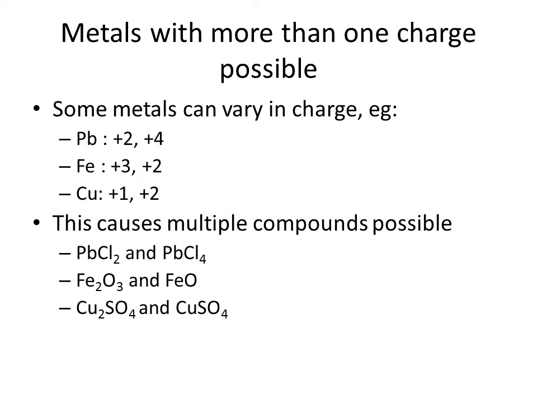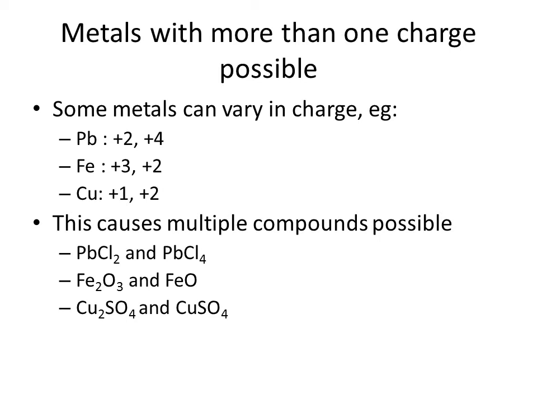Now, there are some metals that can have more than one possible charge. For instance, iron can be +3 or +2. Lead can be +2 or +4. Copper can be +1 or +2. As a result, we can have more than one compound possible when you combine these metals with anions.